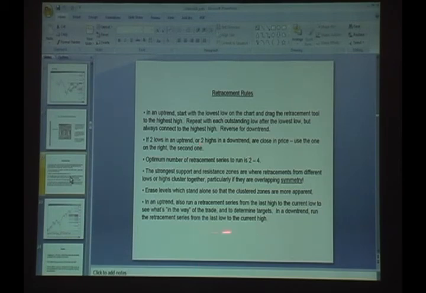The strongest support and resistance zones are where retracements from different lows or highs cluster together, particularly if they are overlapping symmetry. What did I just show you on that bond chart? Same thing. Erase levels which stand alone, with a couple of exceptions. Right on this page, pick up your pen, and write on this page, with exceptions, which we're going to cover. This is the work part of the workbook.